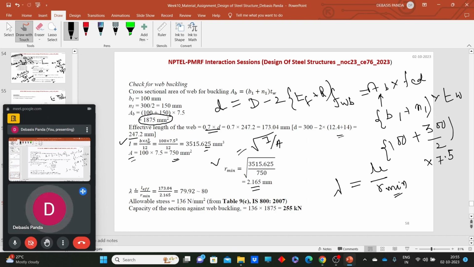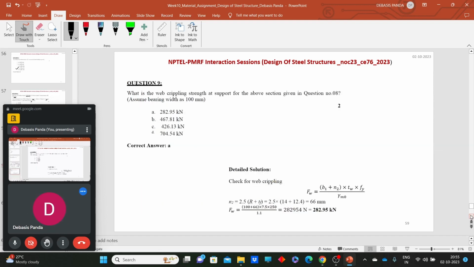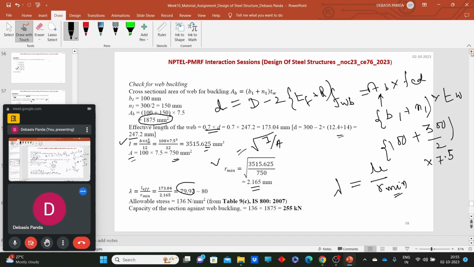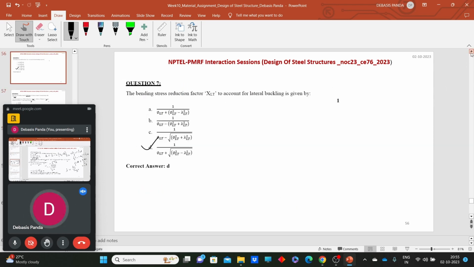Now we can calculate the lambda value. Lambda is nothing but L effective by r minimum. That comes as 79.92, nearly 80. Now for the 80, you need to look for table 9C, where you can find the value of FCD. Table 9C is not here, but if you look at table 9C, the allowable stress will come as 136. So let's go to that table 9C once again.